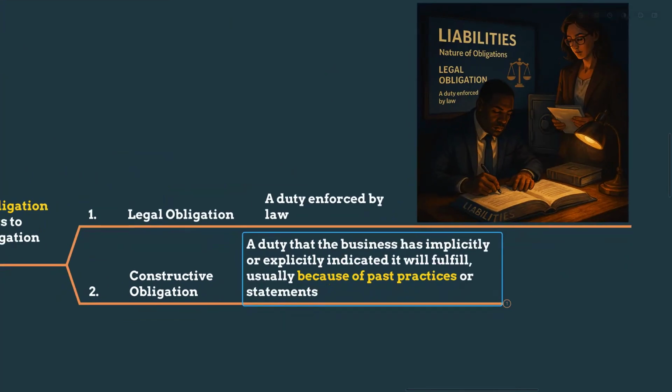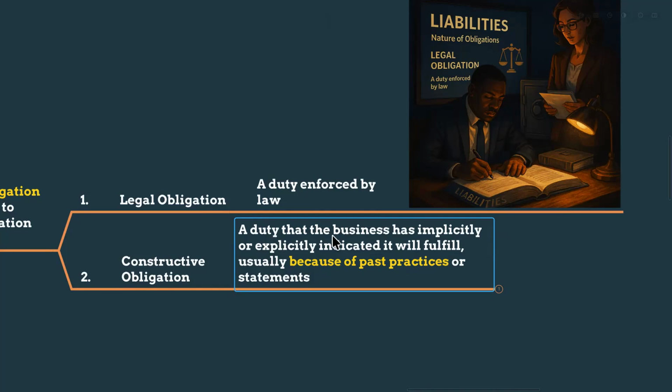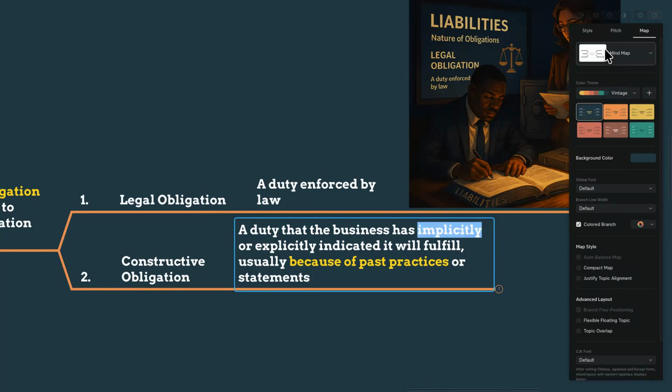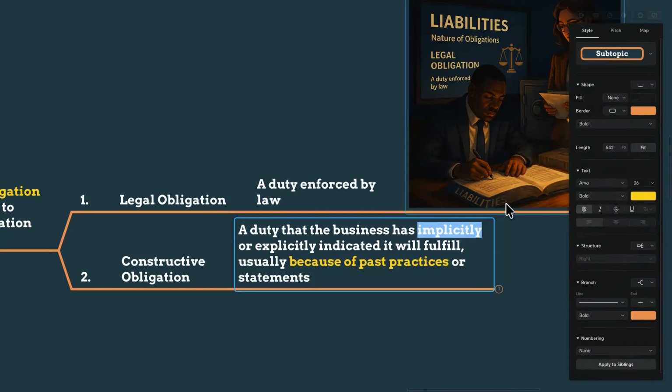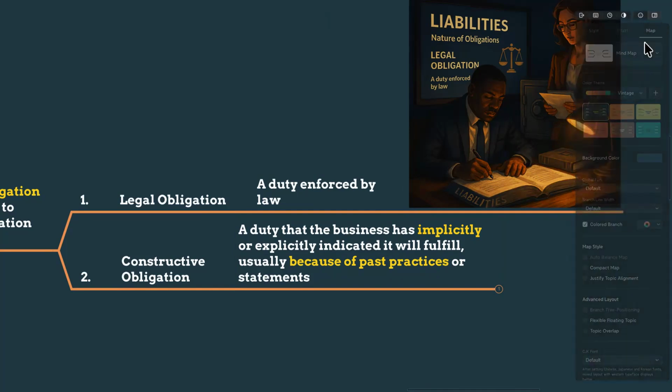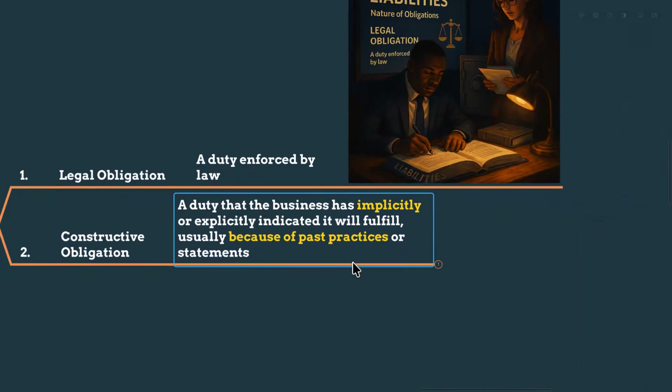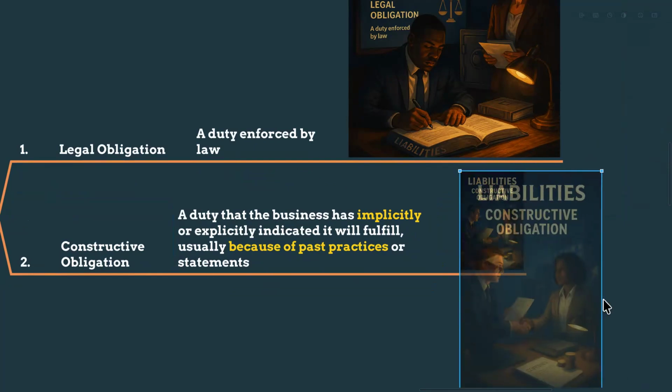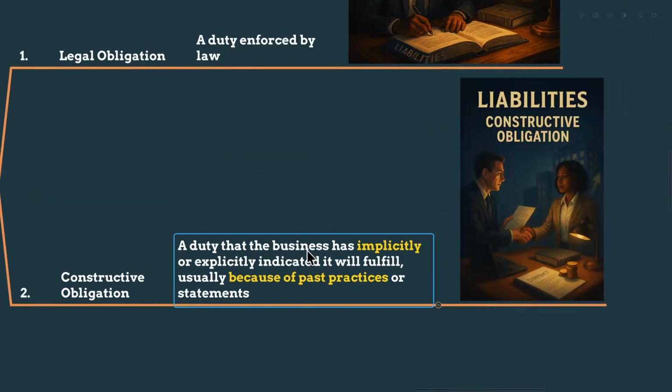And let's talk about constructive obligation. See the notes: a duty that the business has implicitly or explicitly indicated it will fulfill, usually because of past practices or some statements you have given. It's a promise, right? It's called implicit or explicit. That's an important word, right? Implicitly means implied, or in an explicit manner, you are indicating you will fulfill because of past practices or something that happened. That is called constructive obligation, right?